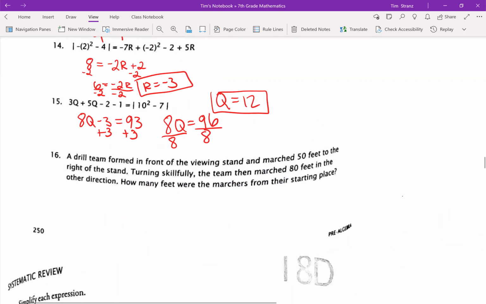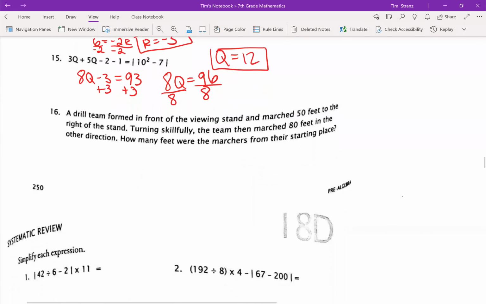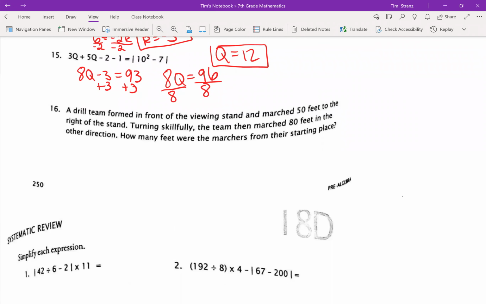Okay, number 16. A drill team formed in front of the viewing stand and marched 50 feet to the right of the stand. Turning skillfully, the team then marched 80 feet in the other direction. How many feet were the marchers from their starting place? Okay, so let's pretend the star is their starting place. They went 50 feet this way. All right, then they went 80 feet this way.